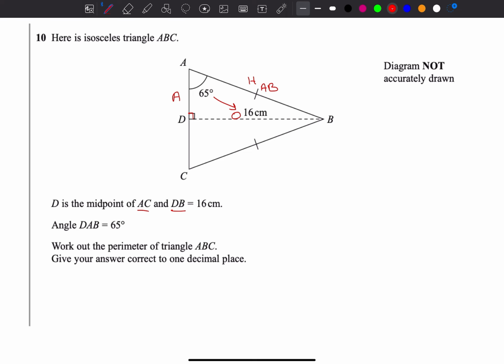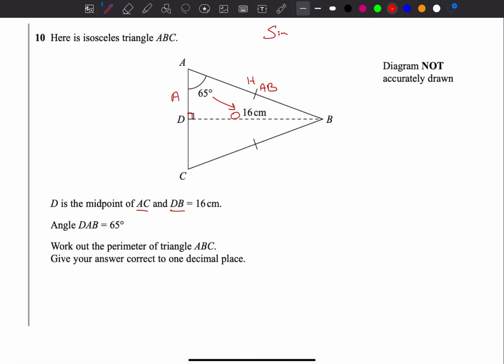What is that? So you know O and H, which is sine. So sine 65, because O is 16 over H, which is AB. Because AB is on the bottom, you can switch them around. AB equals 16 over sine 65. That's 17.65. Always do 2 decimal places.